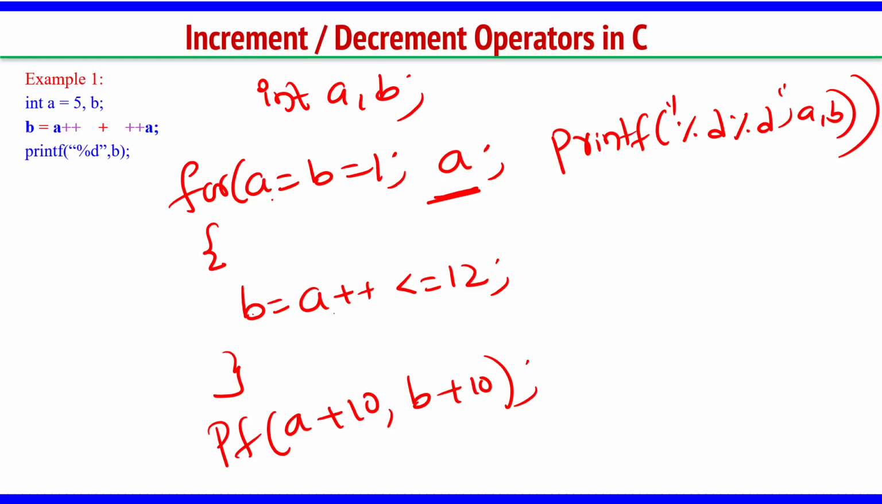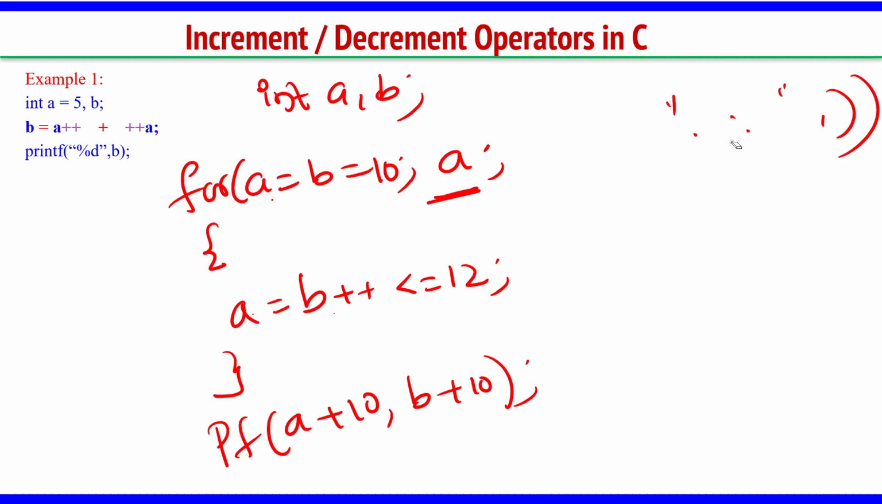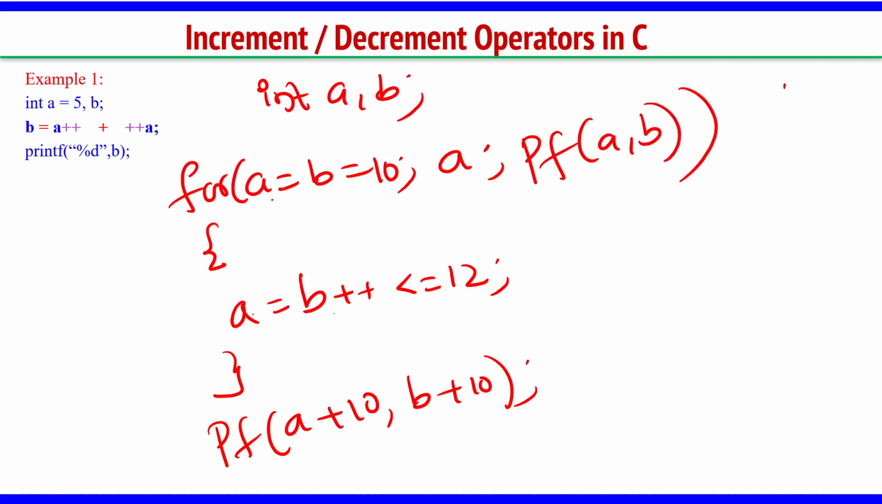Okay, one slight change in the question. See, this a equal to b equal to is 10, and here it is a equal to b plus plus. Yeah, this is the question. a equal to b equal to 10; a; printf percentile d a comma b. For easy, I am just making it very short. Then a equal to b plus plus less than equal to 12, printf a plus 10 b plus 10. Slowly, take time and try to solve it.